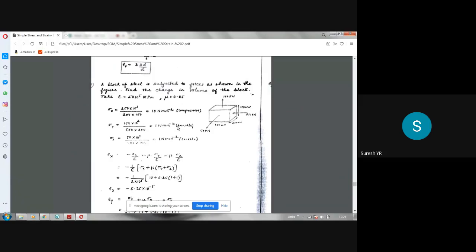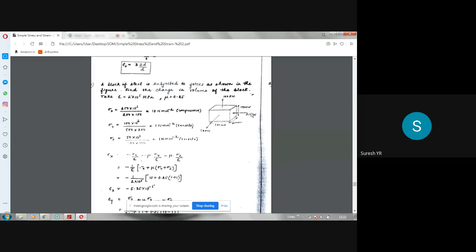So in the first problem here, a block of steel is subjected to forces as shown in the figure. So forces are given here. See, this is the steel block. It is made of steel. So he has given this is my x direction, this is y direction, this is z direction. So fix that. X is this horizontal, y is vertical, z is along the width.